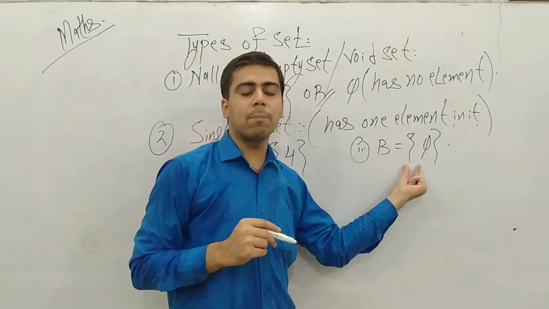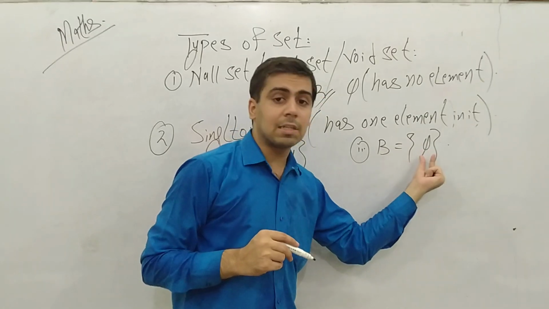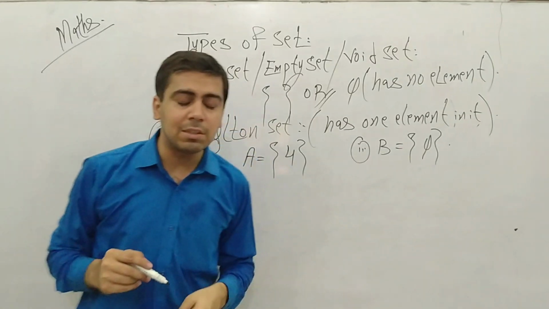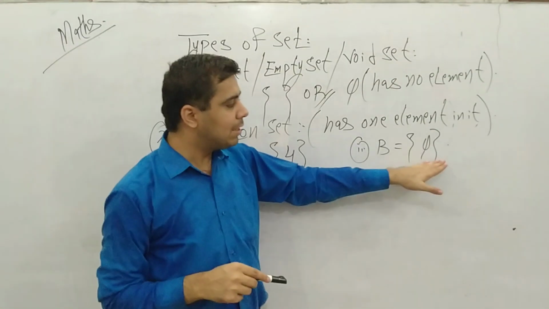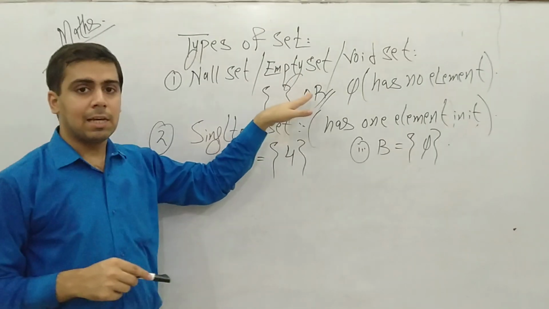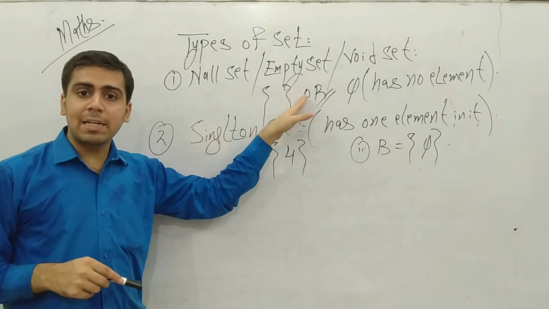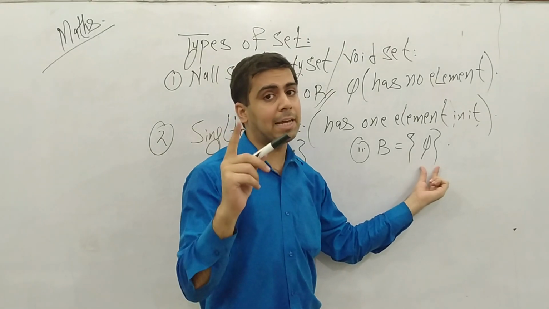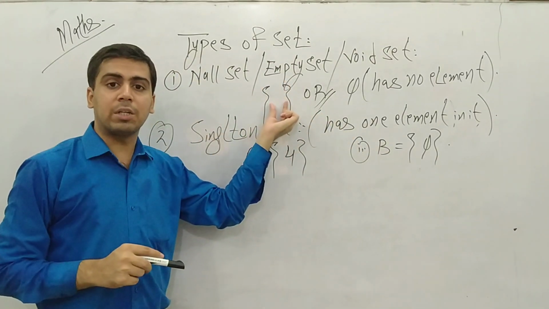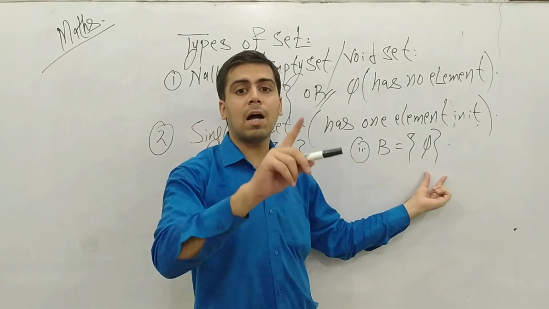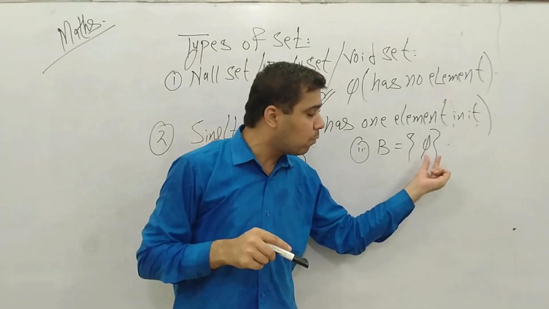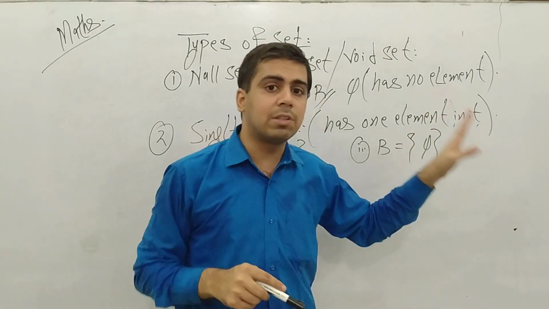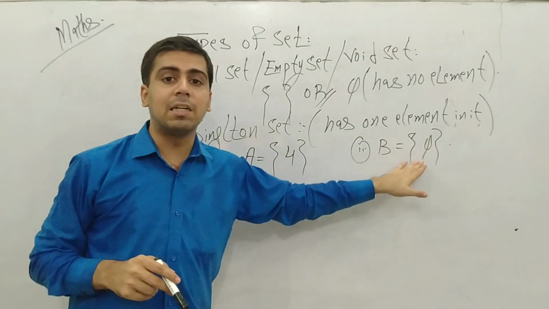Similarly, in the second example of the singleton set, only one element is given. My students, there is a big difference between this sign and this sign. Here, there is no element within the bracket, but here there is one element within the bracket. So this one is known as your null set, but this one is not a null set because there is one element given in this set. So this set is known as your singleton set.